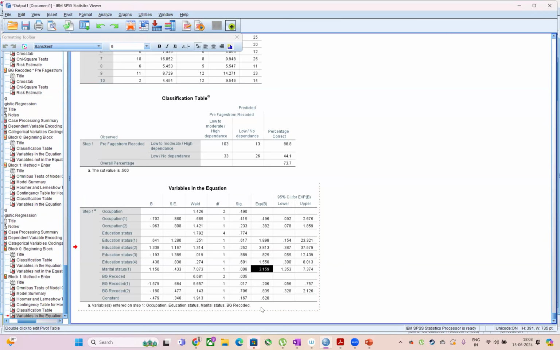Sir, in BG Prasad recoded, BG Prasad recoded 1 is coming as significant, and BG Prasad recoded 2 is not coming as significant. So what does that mean? For that, I have to go and check how I have coded the variables.